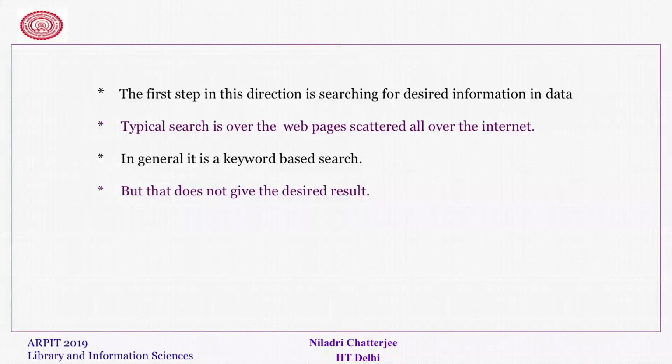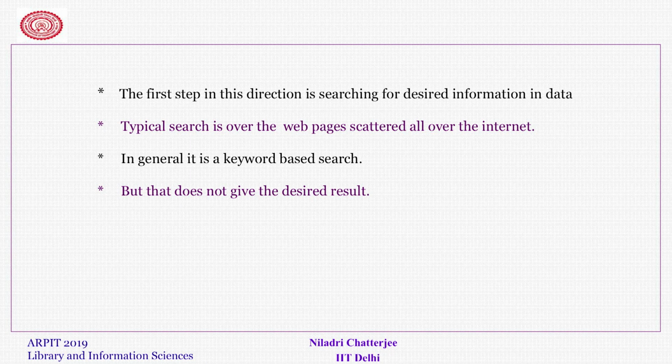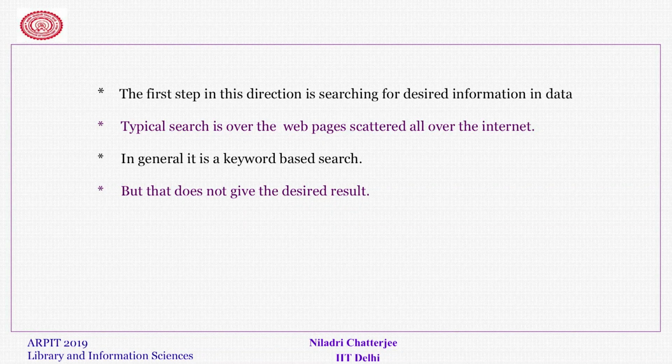So, typical search is over the web pages scattered all over the internet. In modern days, the internet is the greatest source of data, and the relevant information is scattered all over. We need to identify from there how to extract the relevant knowledge. Now, the search procedure that we generally use is keyword based search, and that does not give us the desired result all the time. So, I give you a simple example here.